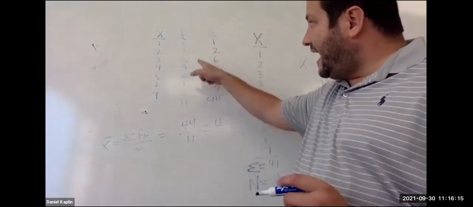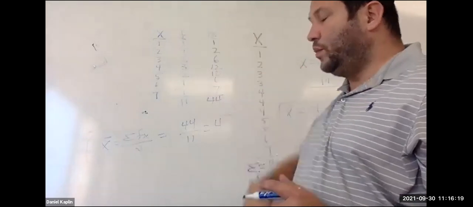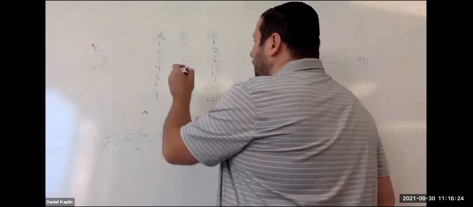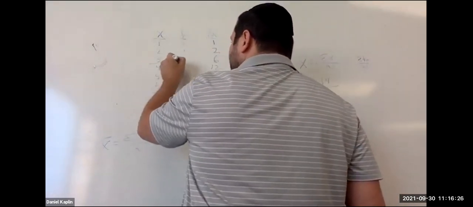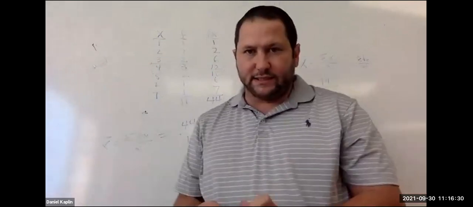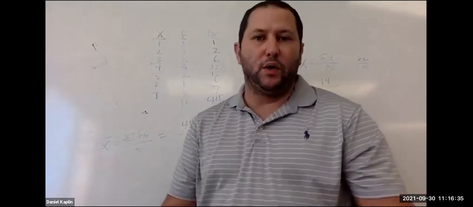You can see in the F column, F stands for frequency, right? You could see in the F column which one is the most frequently occurring, which we'll get back to right here later in the video. That's going to be easy. So we have already set the stage for talking about the mode.